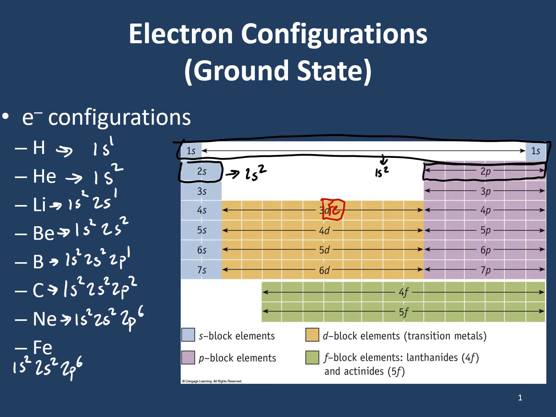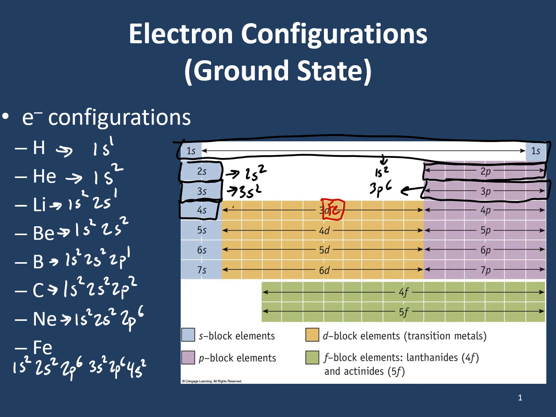It's not in the 3s block, so this is 3s2. And it's also not in the 3p block, so this would be 3p6, right? So if we continue writing this out, it's 3s2, 3p6, and now it's also finally not in the 4s block, so this would be 4s2. It, however, is in the 3D block, so now we just got to kind of count.